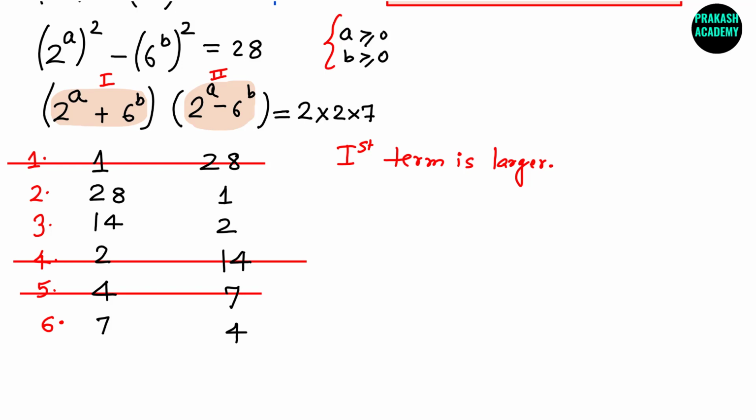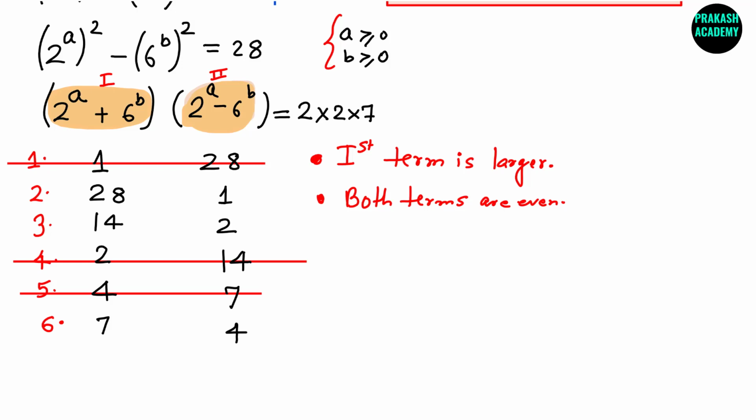Now let us see the second condition. Now this number, that is 2 raised to the power a plus 6 raised to the power b. 2 raised to the power a is an even number and 6 raised to the power b is also an even number. In fact, here also 2 raised to the power a minus 6 raised to the power b is even minus even. So both terms are even. So now the second conclusion I have is that both terms are even, because if you add an even number to an even number, it will be even, or if you subtract an even number from an even number, it will be even.